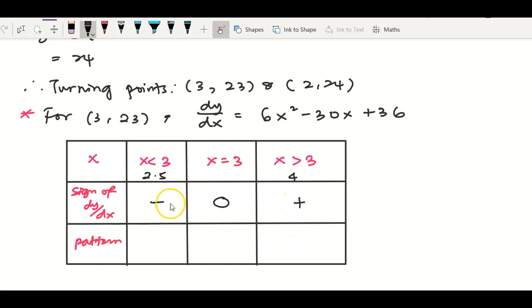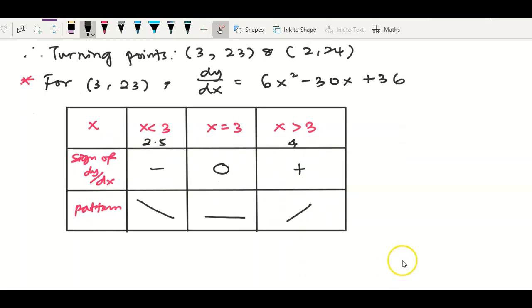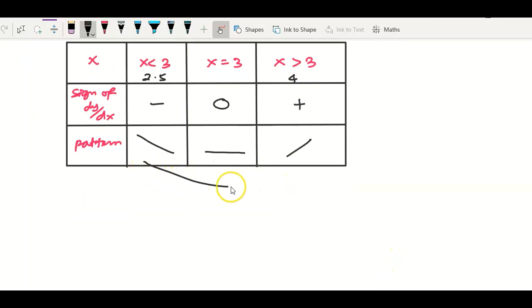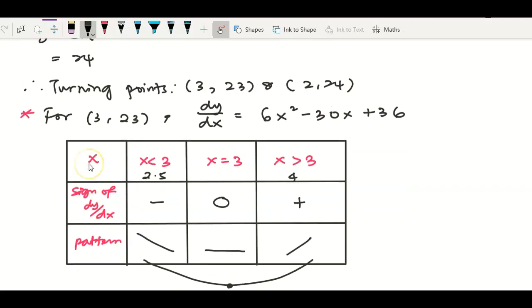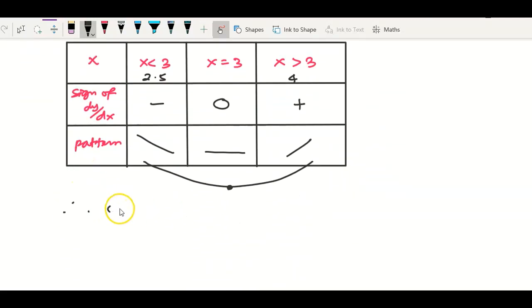The pattern for the dy dx negative means that your y is decreasing. And 0 means it's a horizontal line. If the sign of dy dx is positive, it means that the y is increasing. Based on these 3 lines, you can say that the point at x equals 3 is a minimum point. So make your conclusion. Just write down your conclusion. (3, 2, 3) is a relative minimum point.